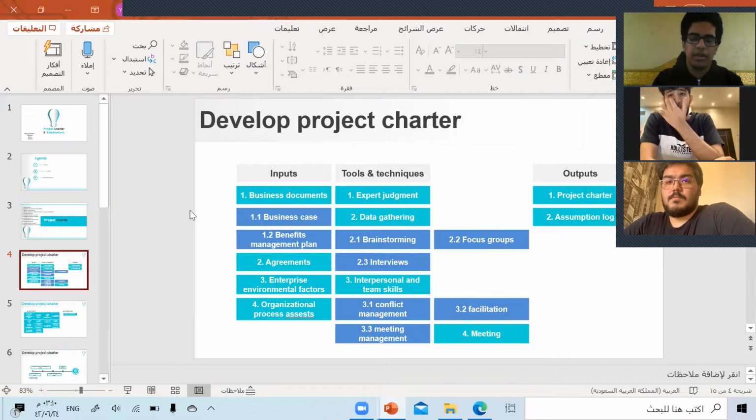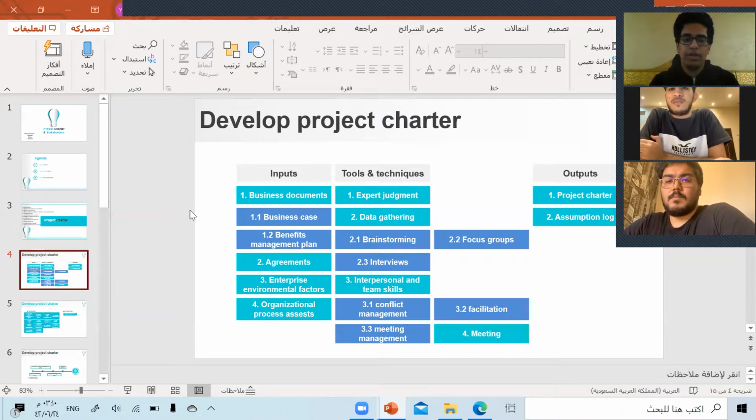Second, data gathering. There are three ways to gather data. First is brainstorming. Second, focus groups. Third is interviews. The third tool is interpersonal and team skills. Under this tool, there are conflict management, facilitation, and meeting management. The final tool is meetings. And we get the outputs we talked about, the project charter and the assumption log.